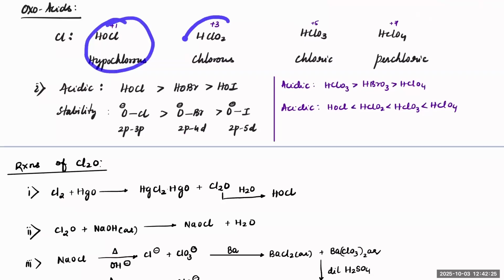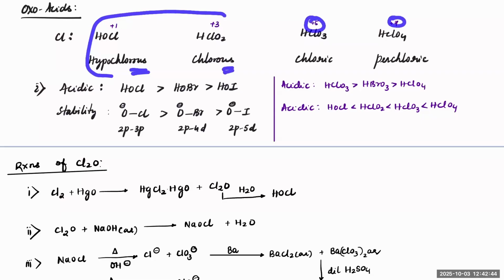And what are the oxo acids we have? HOCl, HClO2, HClO3, and HClO4. By name, if you have +1, you use the word hypo. +3, nothing. +5, nothing. +7, per. These are the prefixes that you will be using, correct? +1 and +3 are ous acids. +5 and +7 are ic acids.